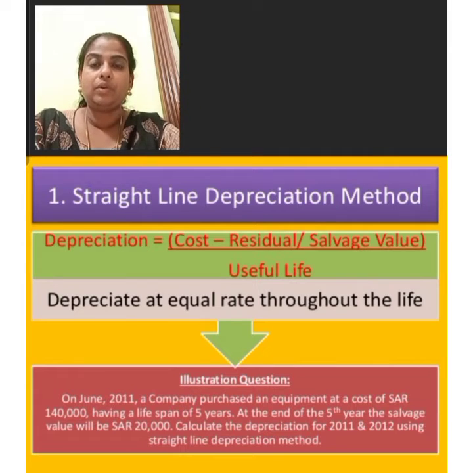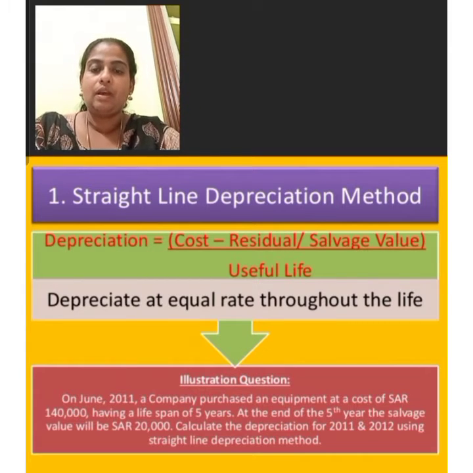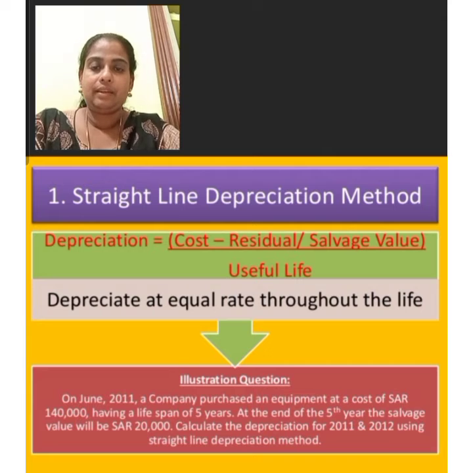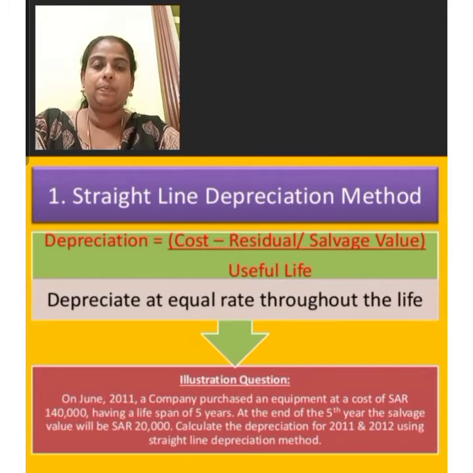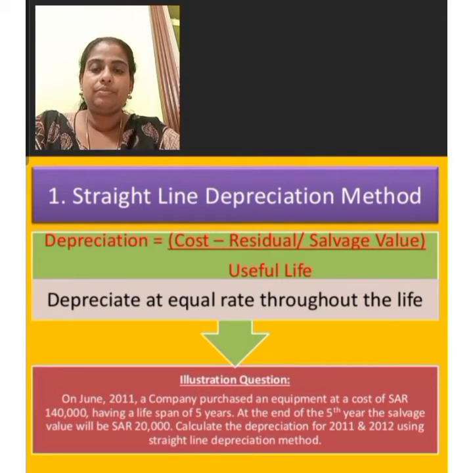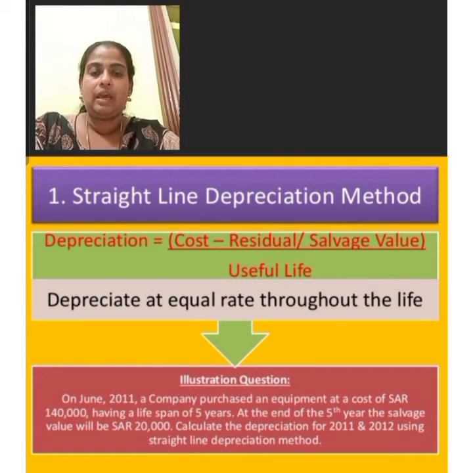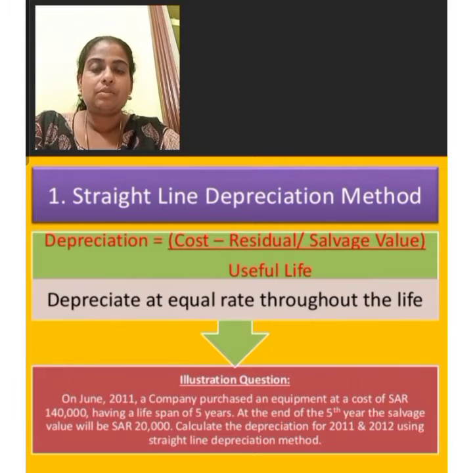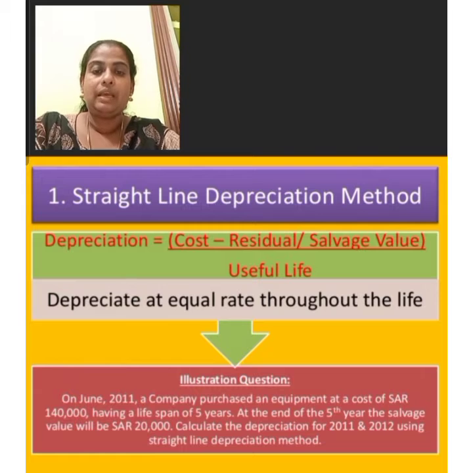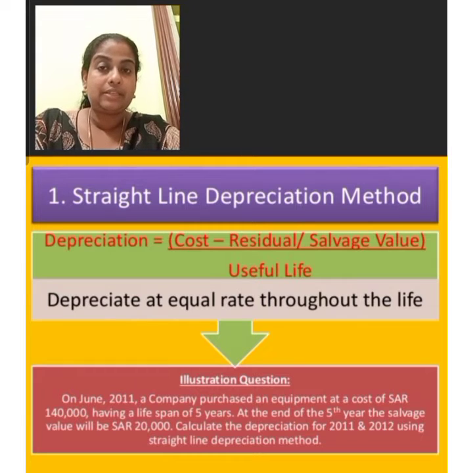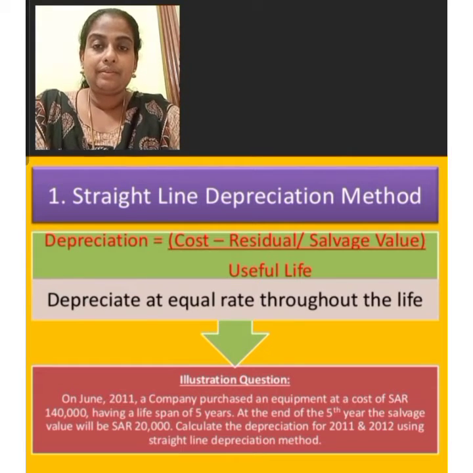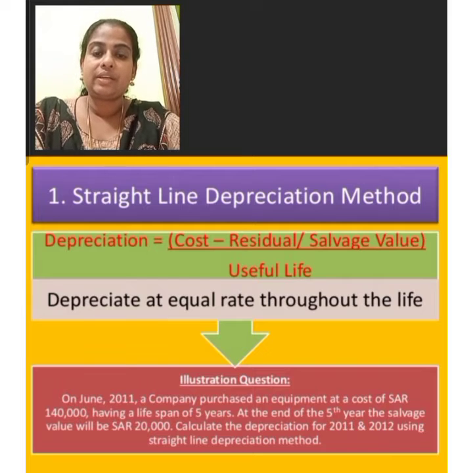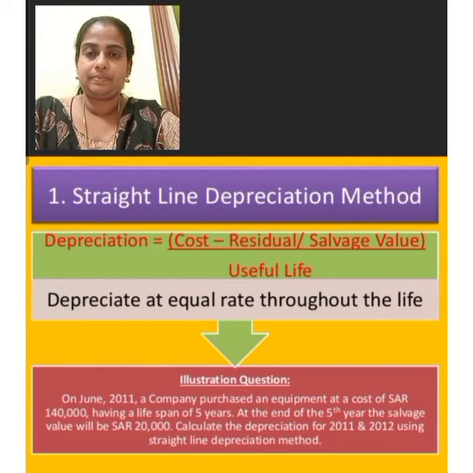Now we are going to solve one problem. On 1st June 2011, a company purchased an equipment at a cost of rupees 1,40,000, having a lifespan of 5 years. At the end of the 5th year, the salvage value will be rupees 20,000. Calculate the depreciation for 2011 and 2012 using the straight line depreciation method.